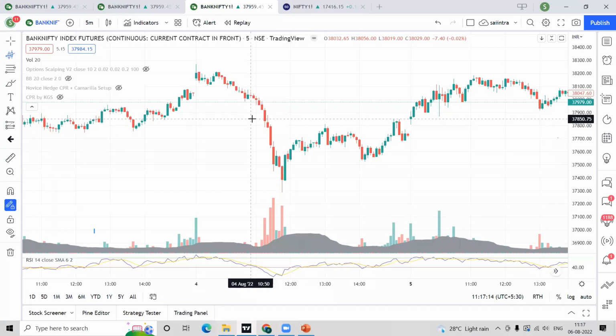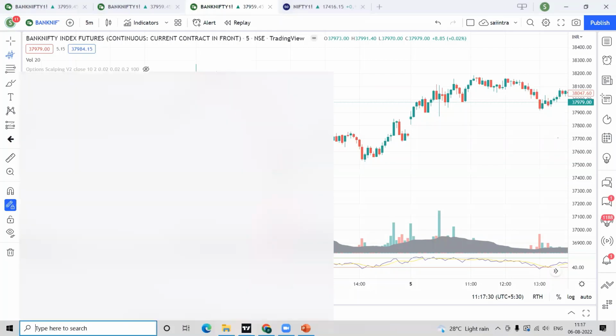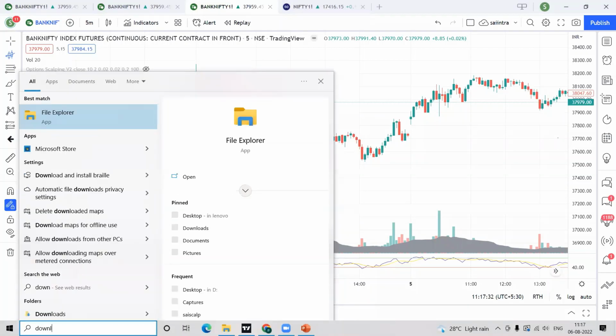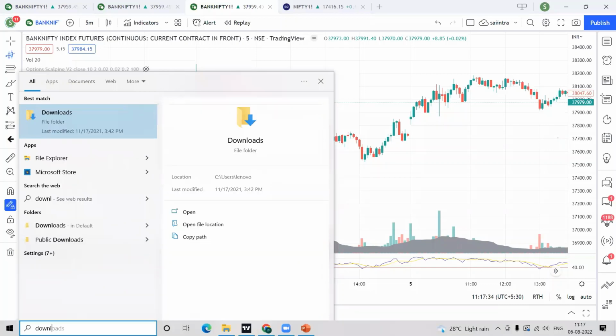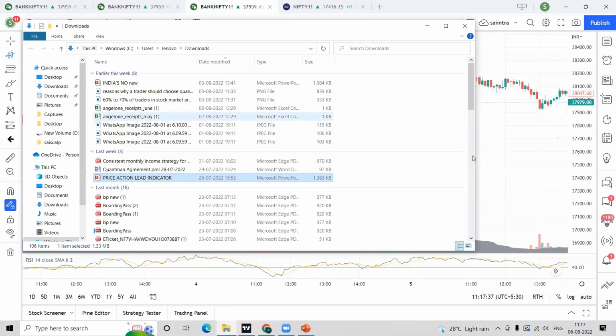Option selling gives a lot of profits in the longer run in a consistent way, but the problem is it requires huge capital. I'm going to explain the option selling concept, and then I'm coming to the options buying concept.